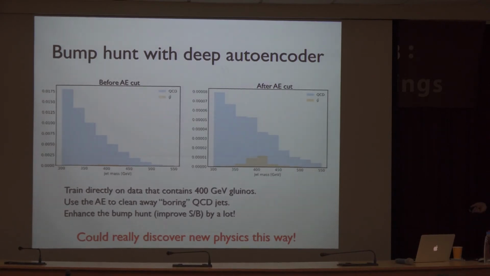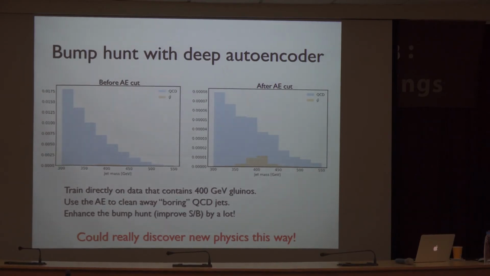So this is just to show that you could train directly on data that contains some gluino, some signal in it, and you can use the autoencoder to clean away the boring QCD events, enhancing the bump hunt by a lot. So in principle, you can actually discover new physics this way.